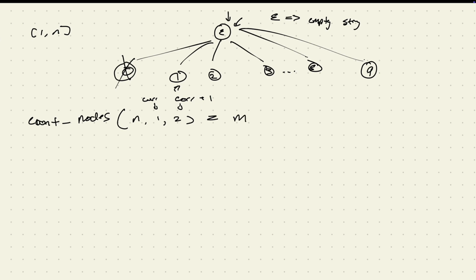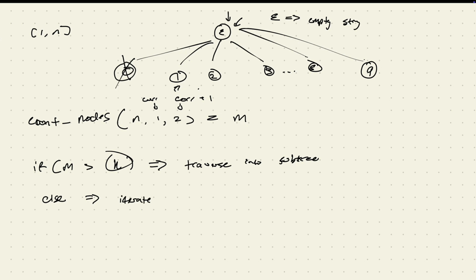So we have two cases if m is greater than or equal to k. What does this mean, right? Or let's just say greater than. What does this mean, right? So this means there's more nodes in this subtree than we have to look for. So in this case, we're going to traverse into subtree. Else, that means it's not in the subtree, so we're going to iterate to neighbor.